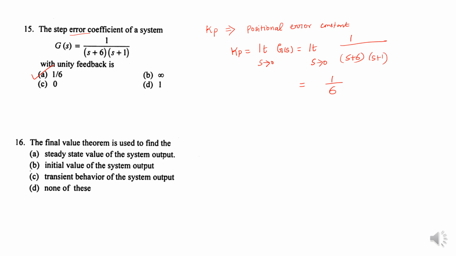Next problem, the final value theorem is used to find the steady state value of the system output, initial value of the system output, transient behavior of the system output, none of these. The option A is the correct answer, steady state value of the system output.